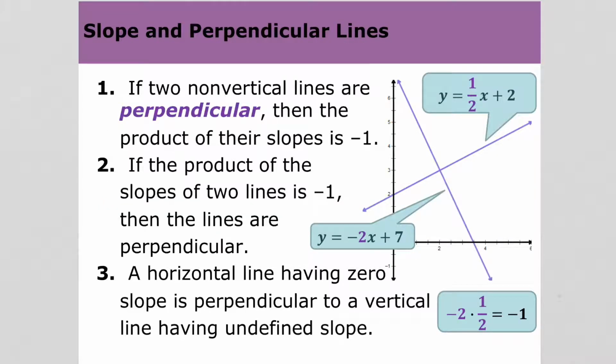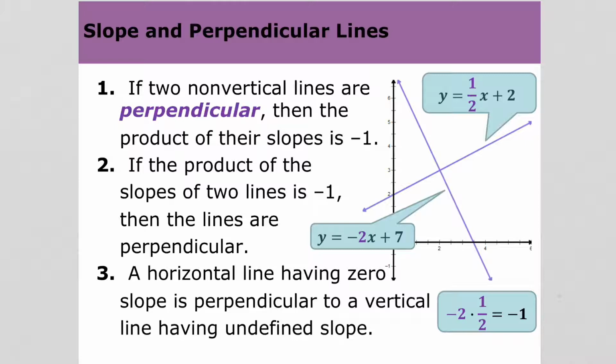Perpendicular lines, you can see we've got two lines graphed here. We've got y equals -2x plus 7 and y equals 1/2 x plus 2. These two lines are perpendicular. We can see that. So what's special about perpendicular lines? Well, if you take their slopes, -2 and 1/2, and multiply them, you get -1.